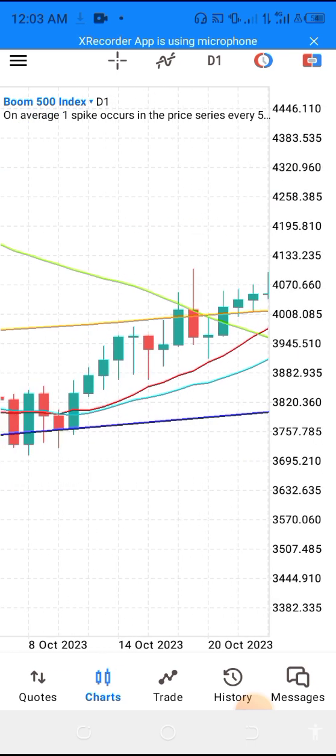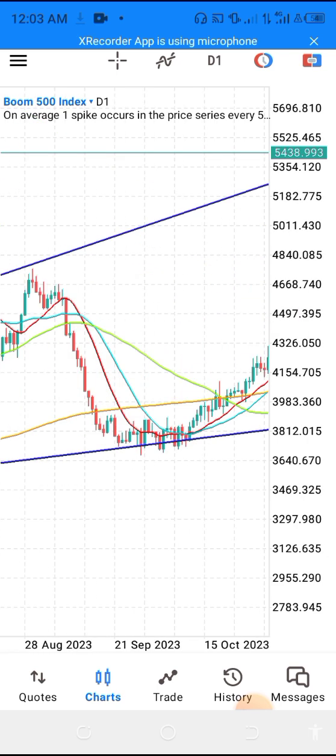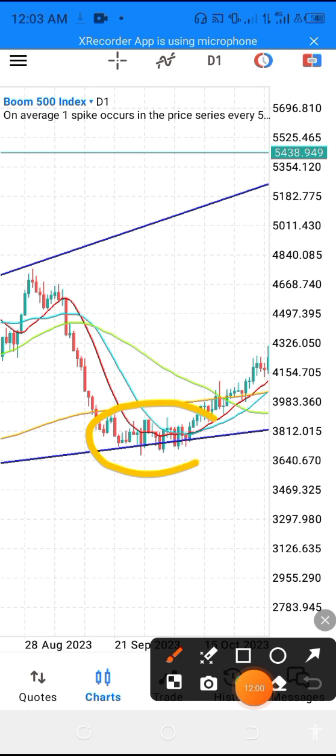Now take a look at this place. What do you see here? If you look at it very well, you see there are so many consolidations. There are a lot of consolidations happening right here, right in front of that place. And why did the consolidation happen here?